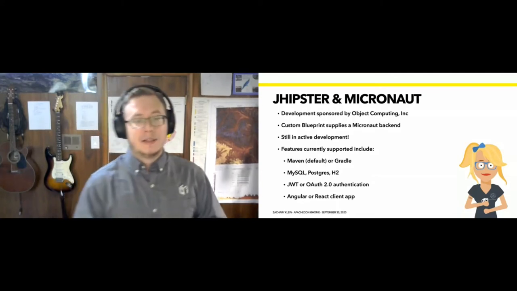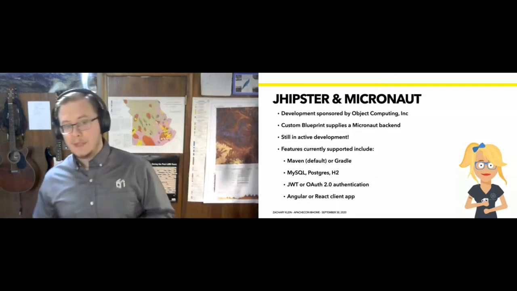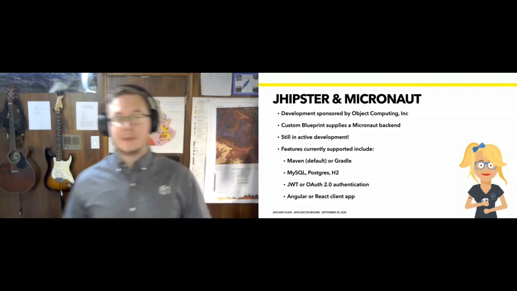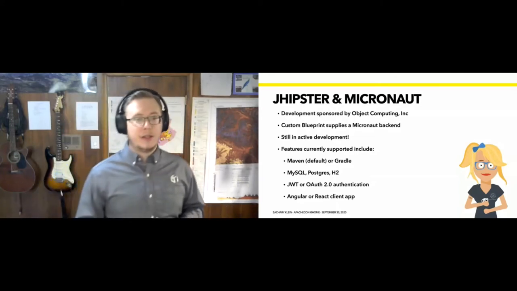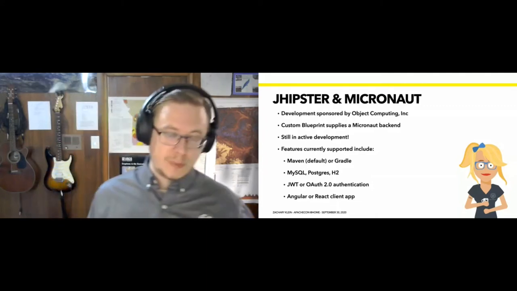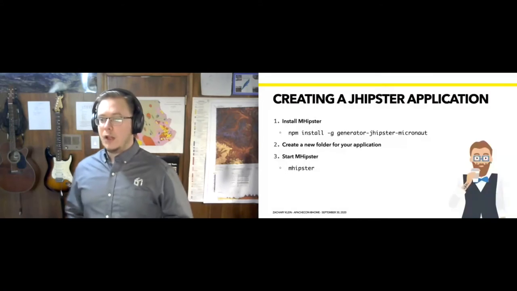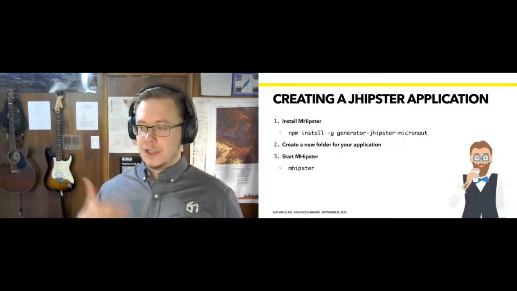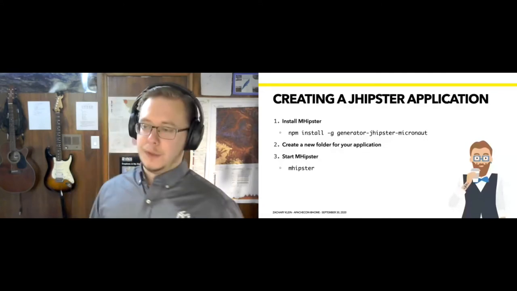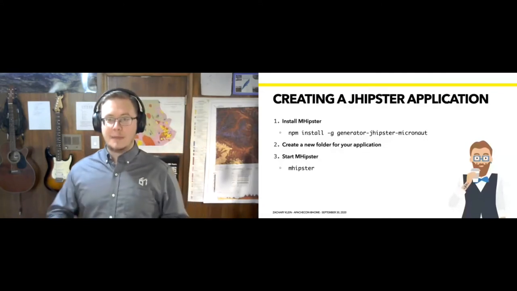And to use it, as simple as it is, you will need NPM. It is an NPM package. So if you're going to create a JHipster application with Micronaut, which is what we're interested in doing, you install generator-jhipster-micronaut. You want to install that globally, of course, because it gives you a CLI tool, which is called mhipster. So the stock JHipster with Spring Boot is called jhipster. When you add the Micronaut blueprint, the command is called mhipster.